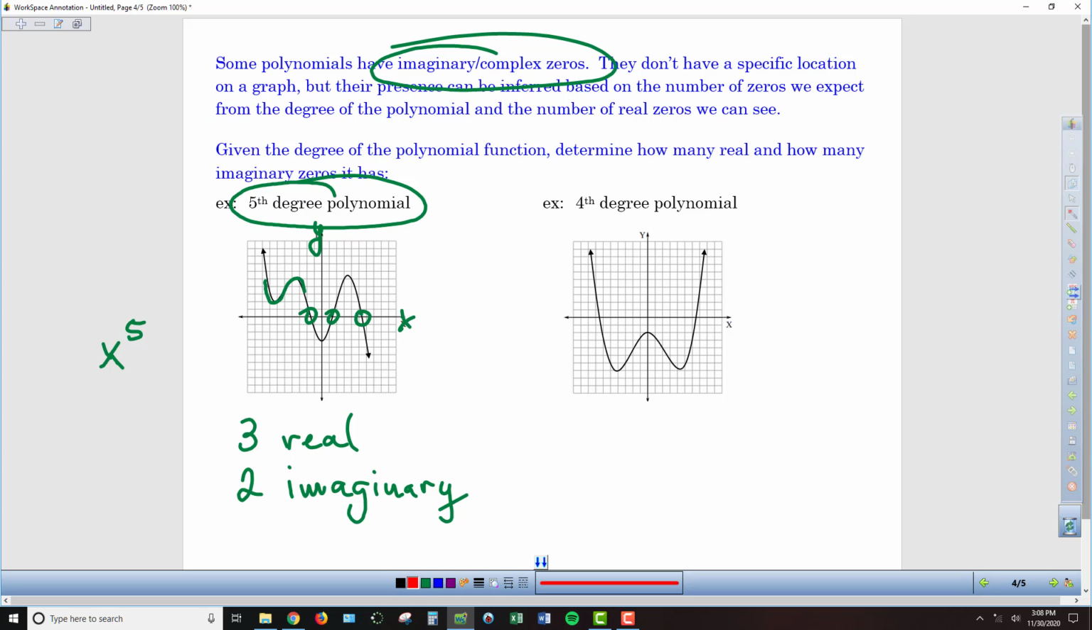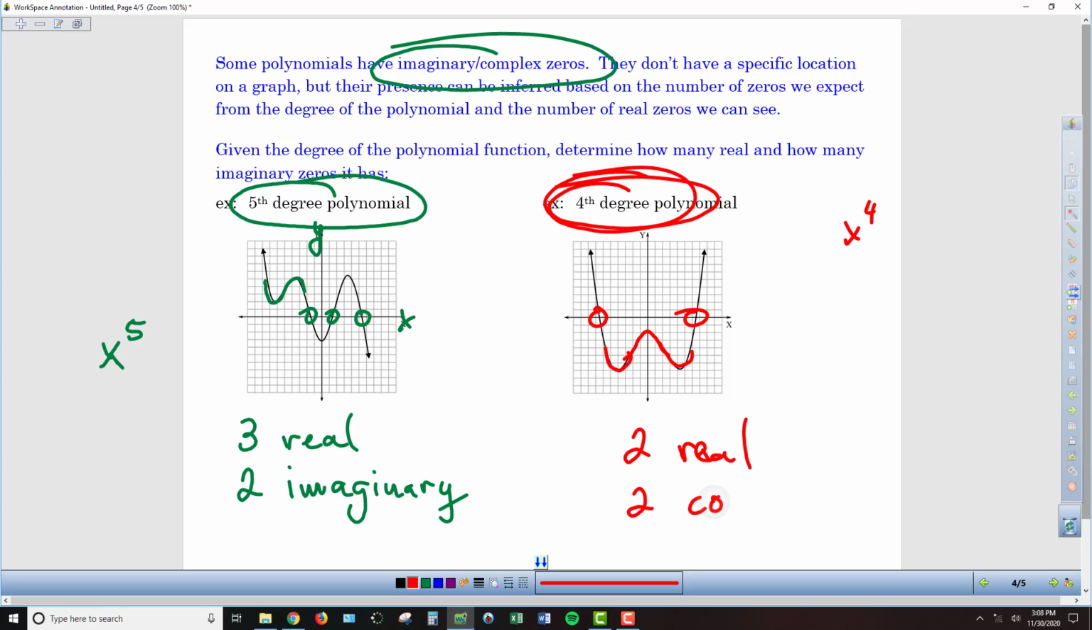In the second example, now we're told we have a 4th degree polynomial, meaning the highest exponent is going to be x to the 4th. But we look at the graph and we only see 2 spots where the graph is crossing through the x-axis. So that accounts for 2 real zeros. But we have this change of directions here, a couple of them, where we don't make it all the way back up to the x-axis. So that's an indication, beyond the fact that we were told it's a 4th degree polynomial and we observe only 2 zeros, that there are 2 imaginary or 2 complex zeros. We can use those terms interchangeably.